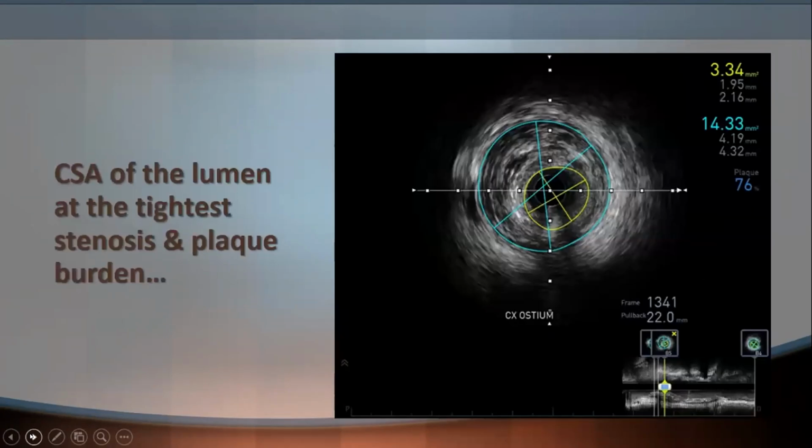Once you have assessed the vessel, the other thing that you really want to look at is what is the lumen at the tightest part of the stenosis, and what is the plaque burden, and what is the composition of the plaque. So here you can see that the lumen area is 3.34, the plaque burden is 76%, and it is a mixture of a fibrofatty plaque. And this is the circumflex.